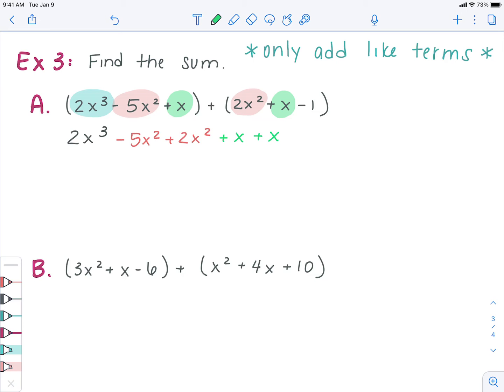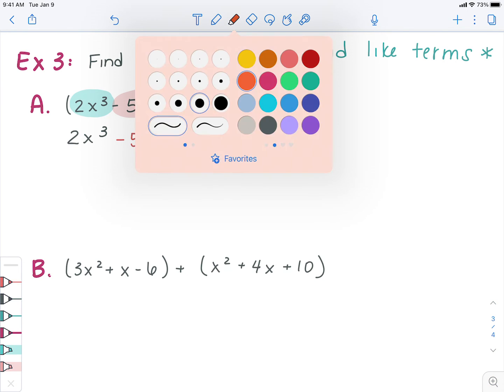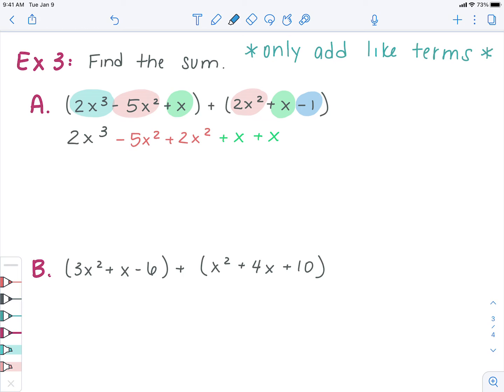And then lastly, I have this negative 1. There's nothing for me to do with that negative 1. There's no other, just plain numbers. There's no other constants. So the same thing, like the 2x cubed, I'm just going to bring this back down because I don't want to lose it. But there's nothing for me to really combine it with.